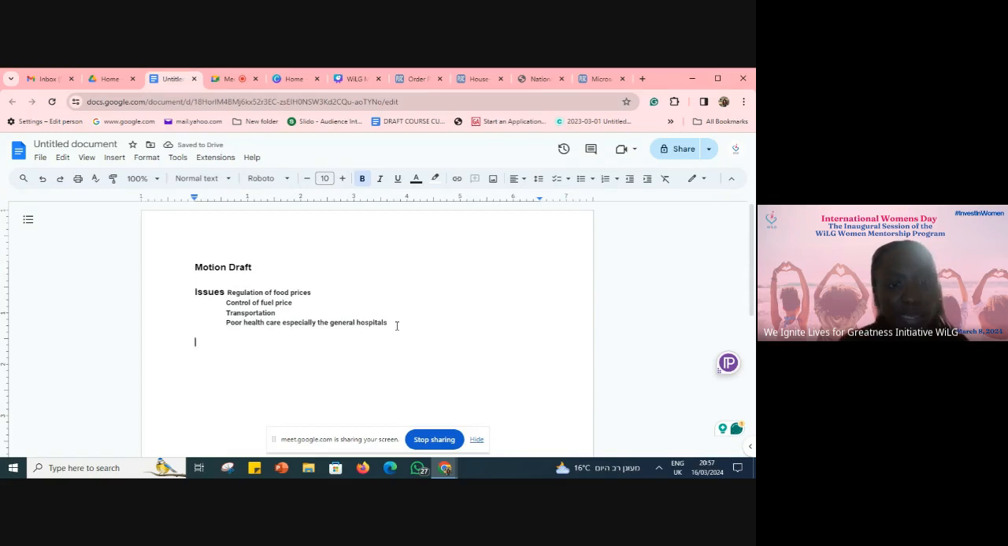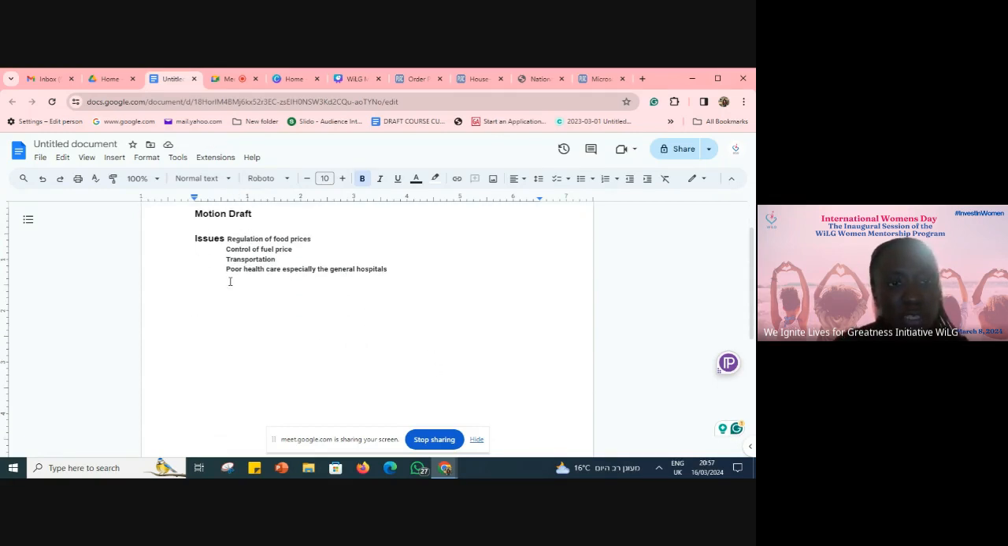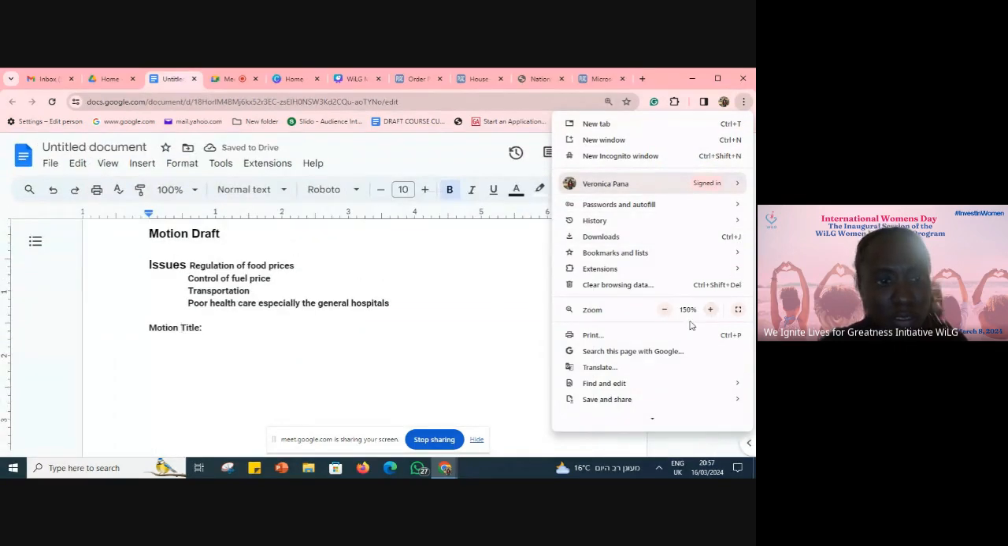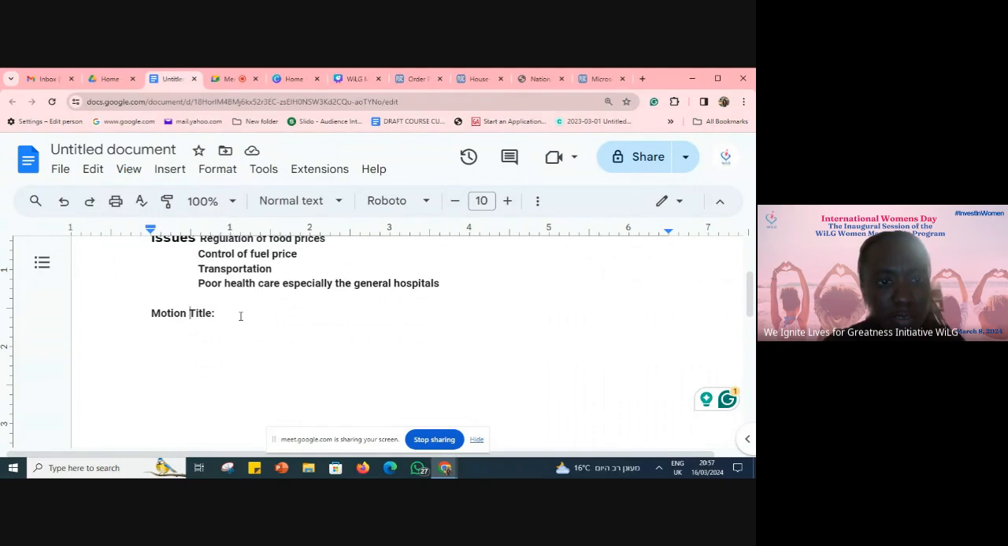So we have to form a title. In drafting a motion, the first thing that comes is your title, right? So we have poor healthcare, especially in general hospitals, which are government-owned hospitals. They don't usually put a title, but I'll just put it so that we can follow what we're doing, right? Let me make it so that we can see it. So, our motion title.